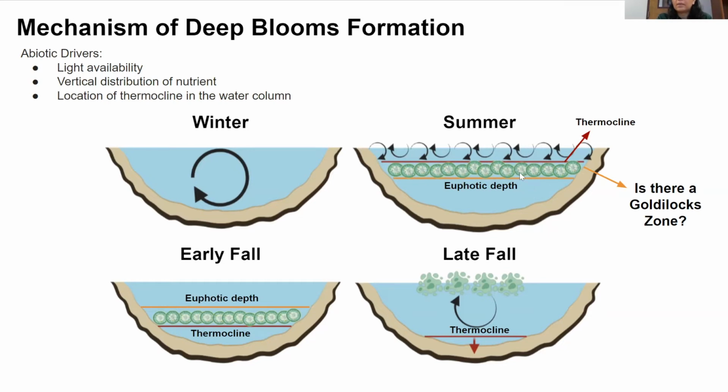And because this lake is very clear, the light can penetrate quite deep. So we can see the euphotic depth is below the thermocline. So between the thermocline and the euphotic zone, there is a Goldilocks zone for the cyanobacteria to accumulate. They can avoid the turbulence at the surface. And we know that the cyanobacteria, they hate wind and turbulence.